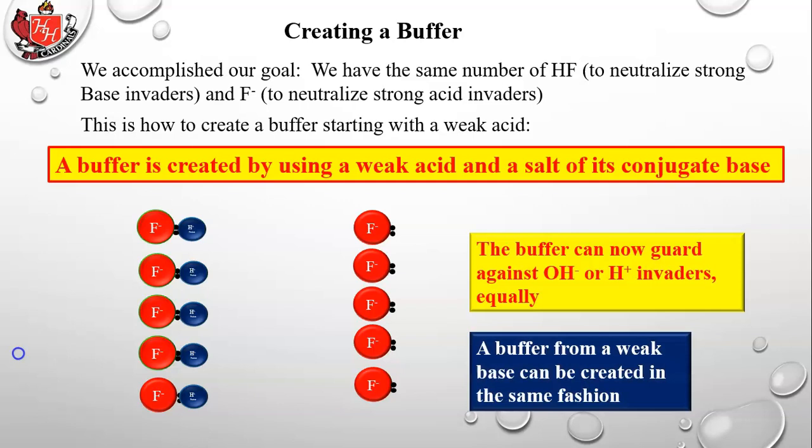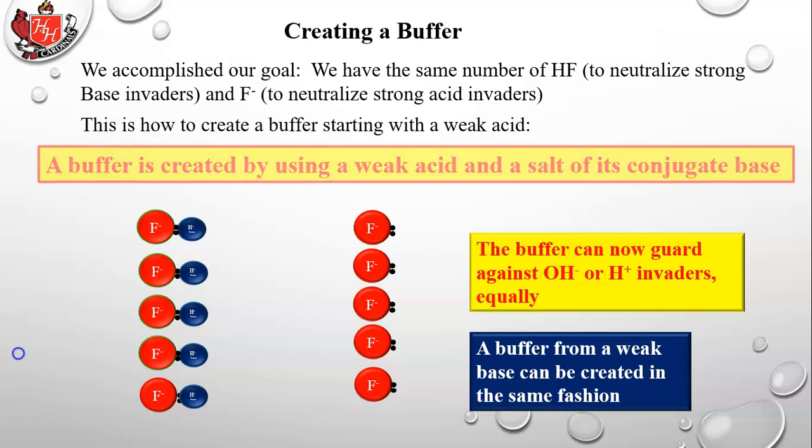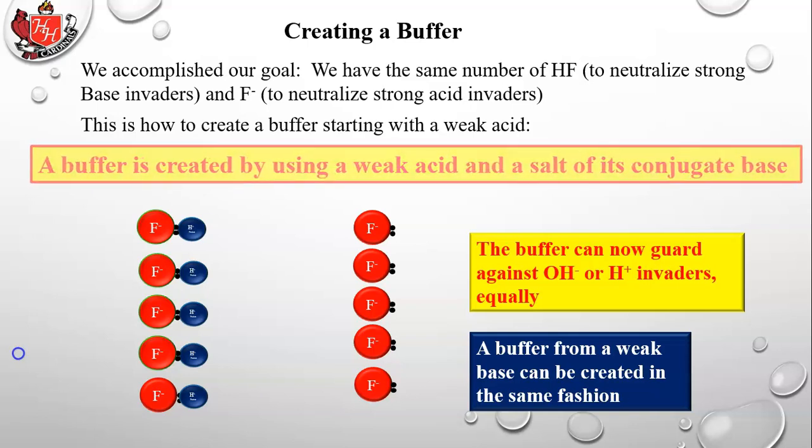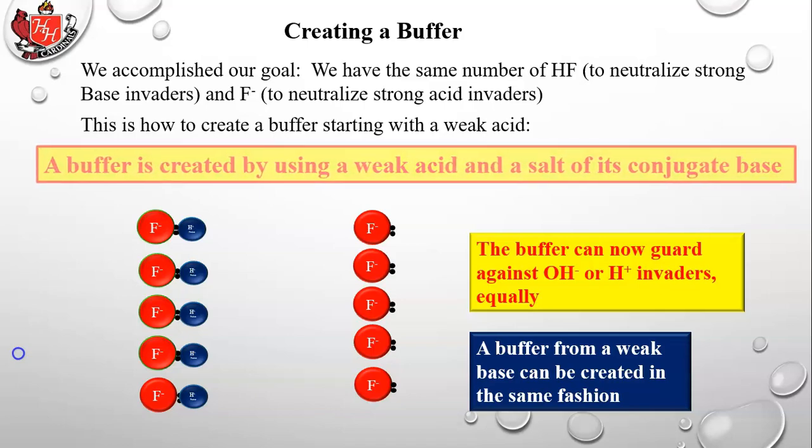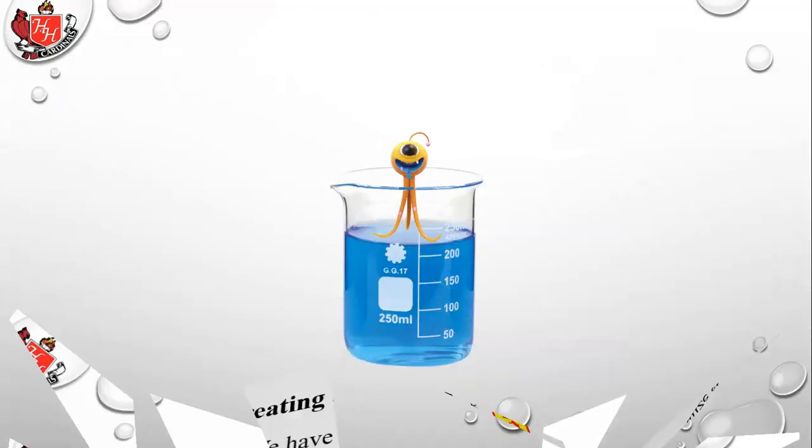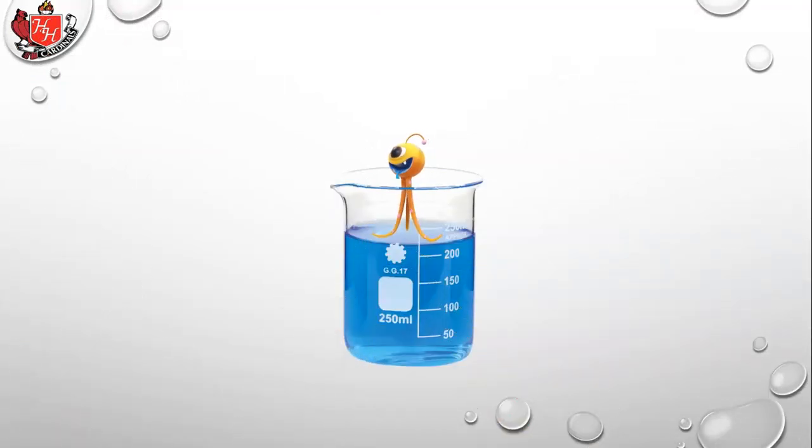A buffer from a weak base can be created in the same fashion. So just remember this concept to create a buffer. A buffer is created by using a weak acid and a salt of its conjugate base. And that concludes this introductory lesson on buffers.